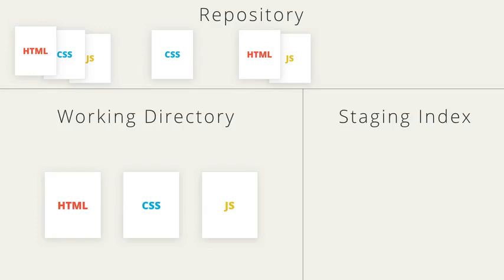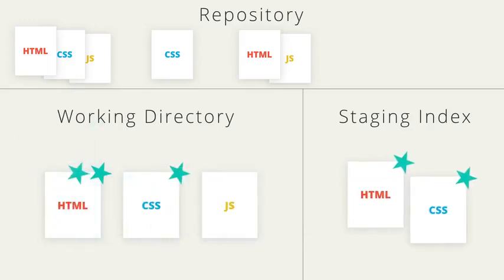You got it? Okay then, what about this scenario? Let's say the HTML and CSS files have changed, and we've staged the changes. If we then decide to modify the HTML file again, what would happen if we made a commit right now? Seems like a good time for a quiz.